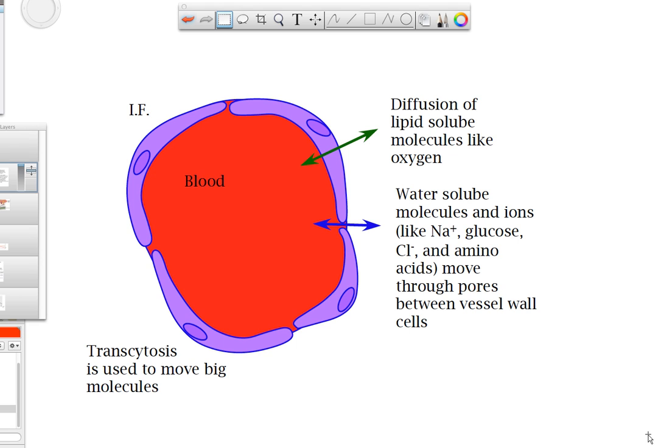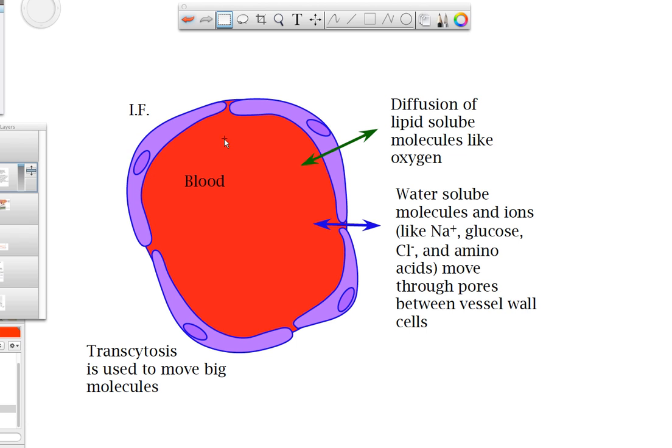In this video, we'll talk about the distribution of materials to and from the blood. So, first we'll look at oxygen and carbon dioxide. Now, these, as you know, are gases, and the rate that they leave or enter the blood is strictly based on their concentration gradient and the process of diffusion.